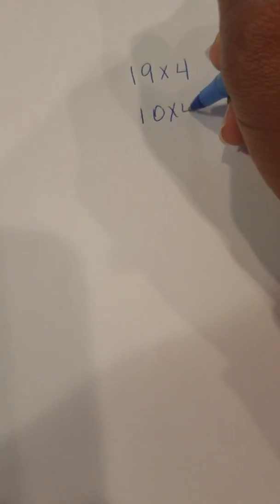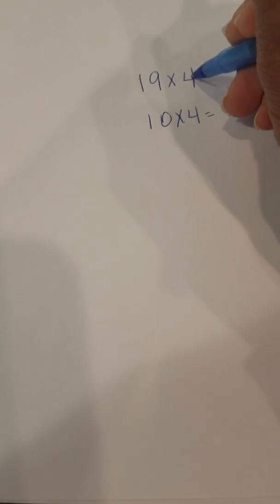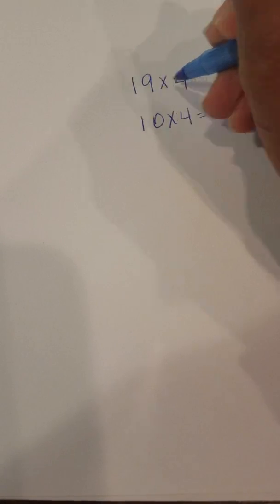So we want to use the break apart strategy. We're going to do 10 groups of 4, which is 40. And then we need to do 9 groups of 4. So this one is a 10. So 10 groups of 4. And then another 9 groups of 4.